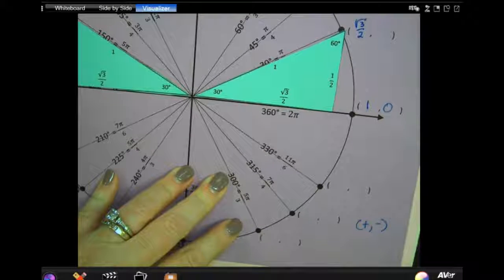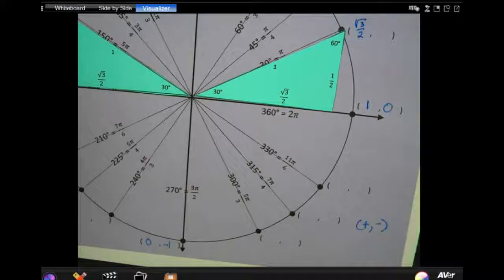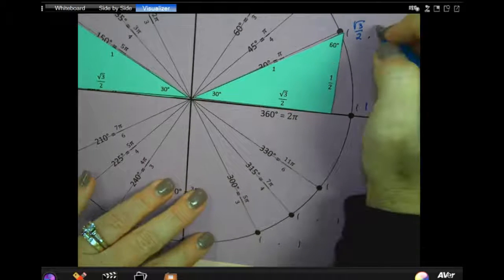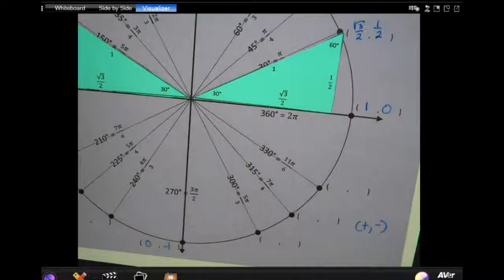And what's the y value? Look at the triangle. The y value is this. It's a half. So does everybody see where those two came from?